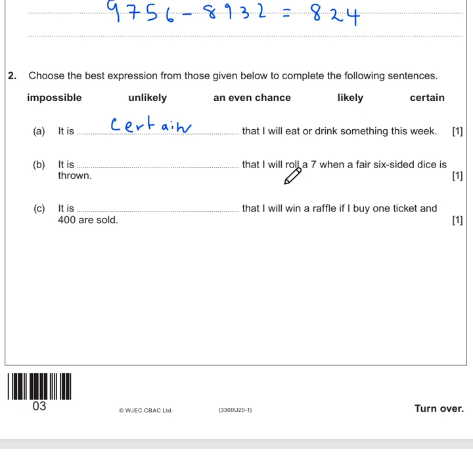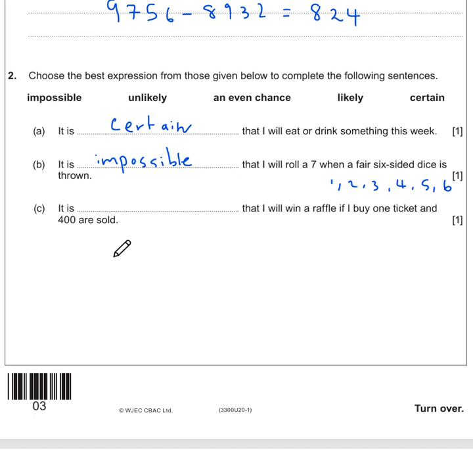For part B, I will roll a 7 when a fair 6-sided dice is thrown. So 6-sided dice, so it has numbers 1, 2, 3, 4, 5, and 6. No 7 on the dice, so therefore this makes it impossible that I will roll a 7.